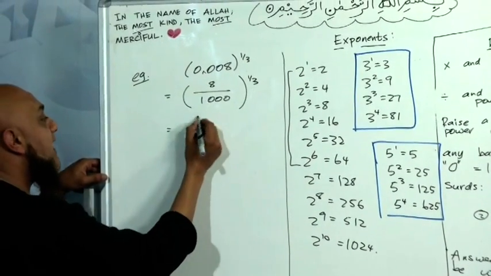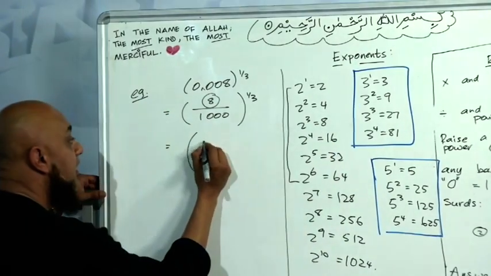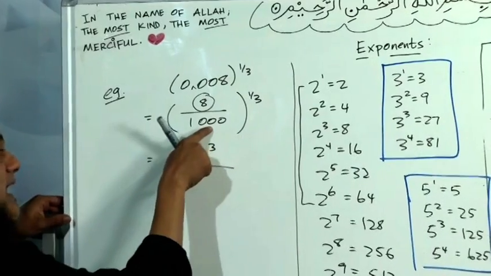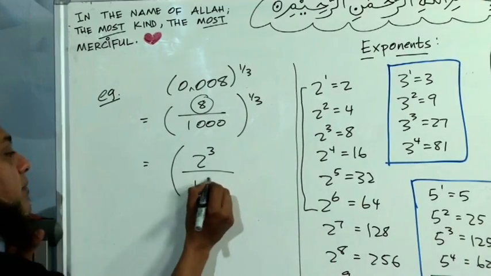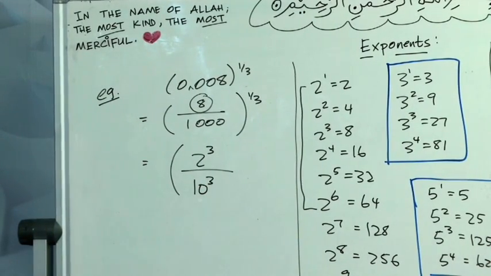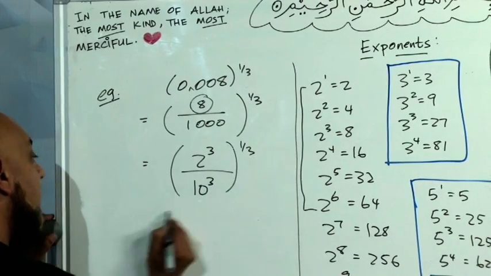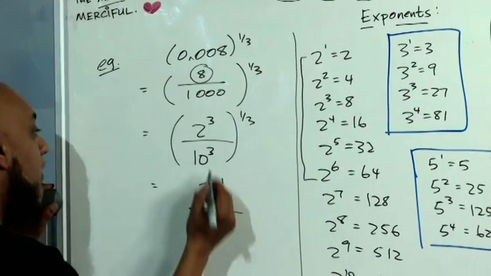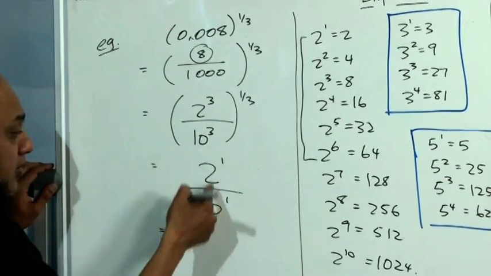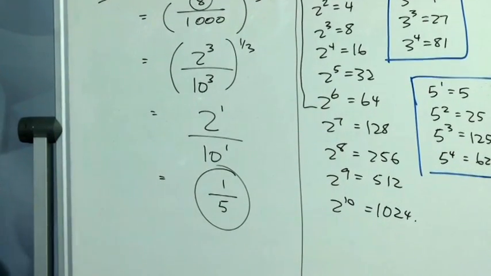We now need to bring it down to a prime base. So the number 8 is 2 to the power 3. Over the number 1,000, which is 10 to the power 3, because we know 10 to the power 1 is 10, 10 squared is 100, 10 to the power 3 is 1,000, all to the power a third. And this will equal 2 to the power 3 times a third, over 10 to the power 3 times a third. We know 2 over 10. 2 goes into 2 once, 2 goes into 10 5 times, guys. That is your final answer.